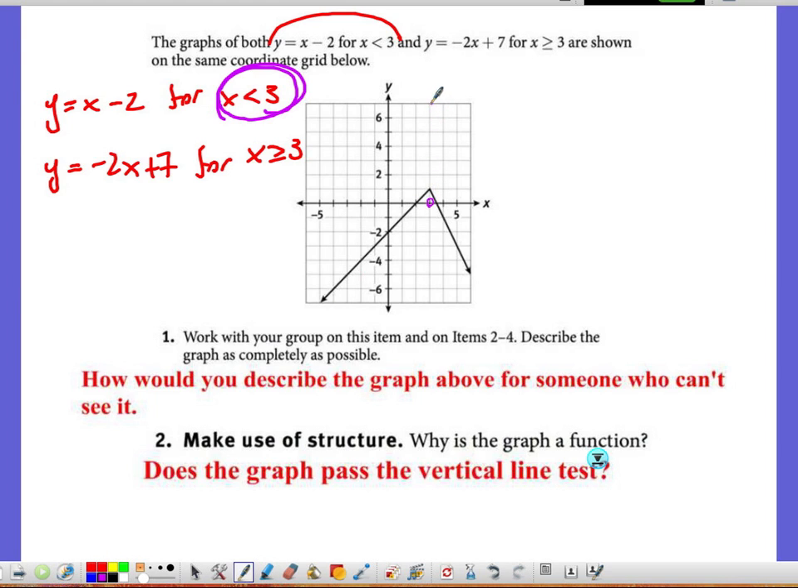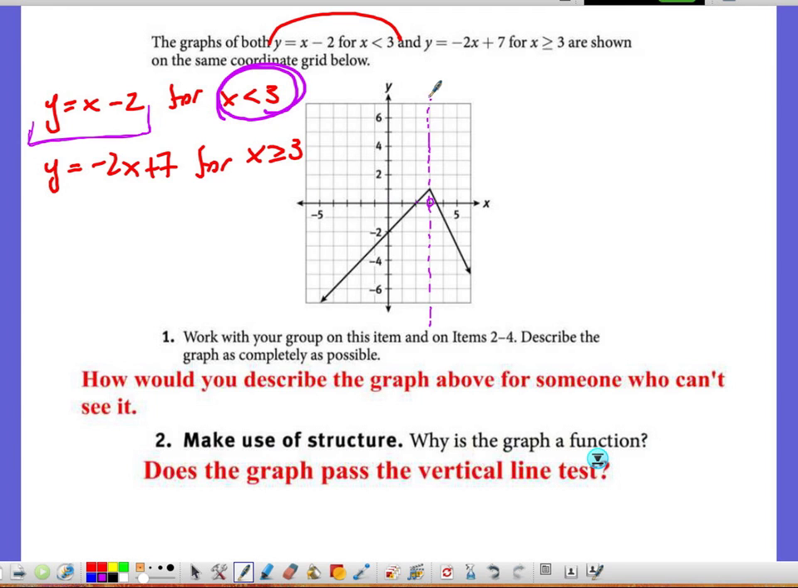And I'm going to draw a vertical dashed line. Now, which side of the line am I going to graph this function on? Well, for x is less than 3, what numbers are less than 3? Well, it's going to be 2, 1, 0, negative 1, negative 2, and so on.